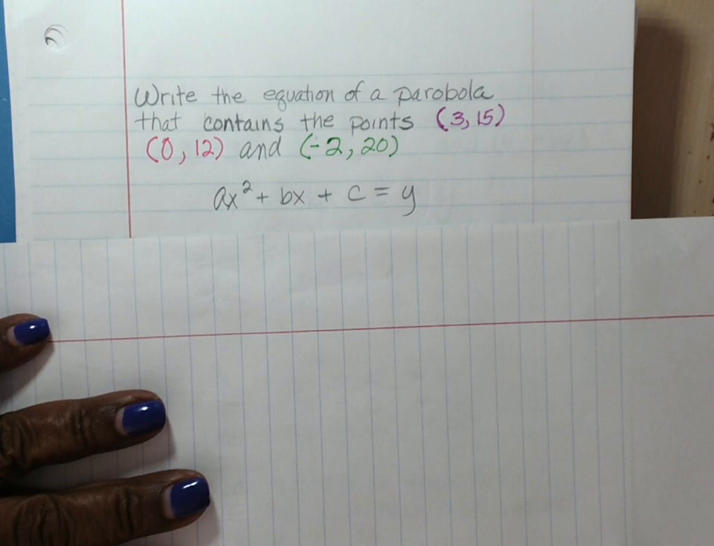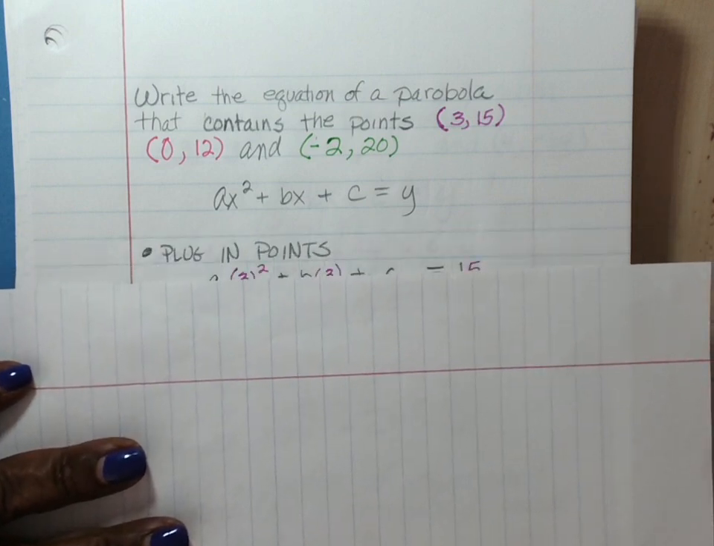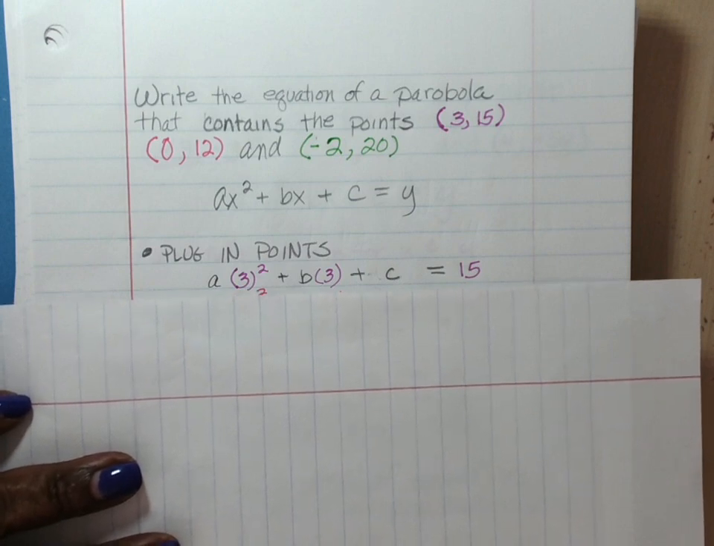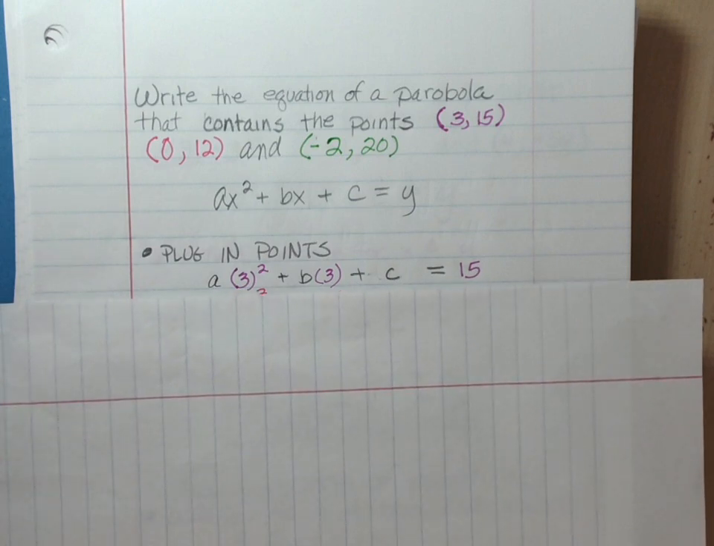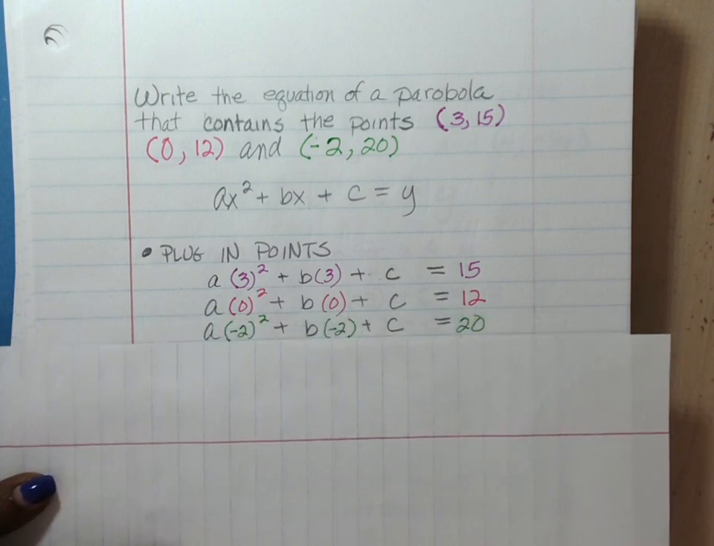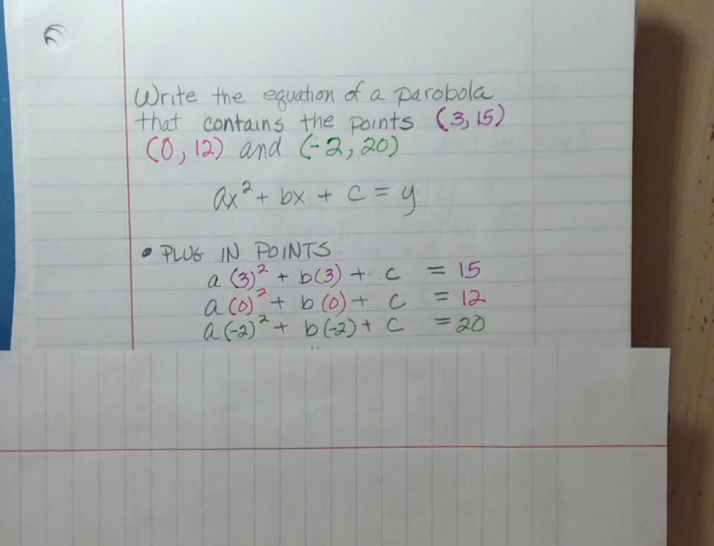So here, how do we start? Well, we're going to start by plugging in our 3 points. So we're going to plug in the point 3 and 15. Everywhere we see x, we're going to put 3, and everywhere we see y, we're going to put 15, and a, b, and c remain unknown. In fact, that's what we're going to find. We're going to plug in our second point and our third point, and it looks like this. I hope the color coding helps you.